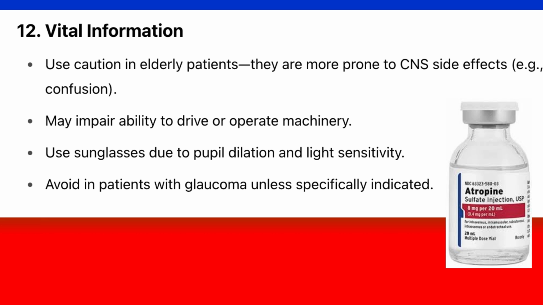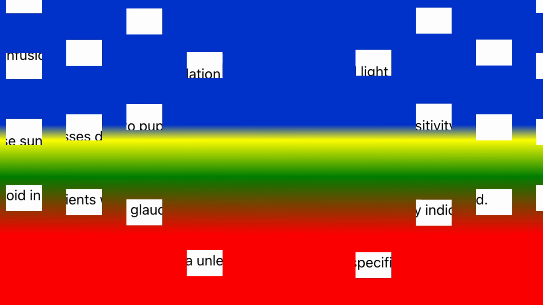12. Vital information. Use caution in elderly patients. They are more prone to CNS side effects, e.g. confusion. May impair ability to drive or operate machinery. Use sunglasses due to pupil dilation and light sensitivity. Avoid in patients with glaucoma unless specifically indicated.